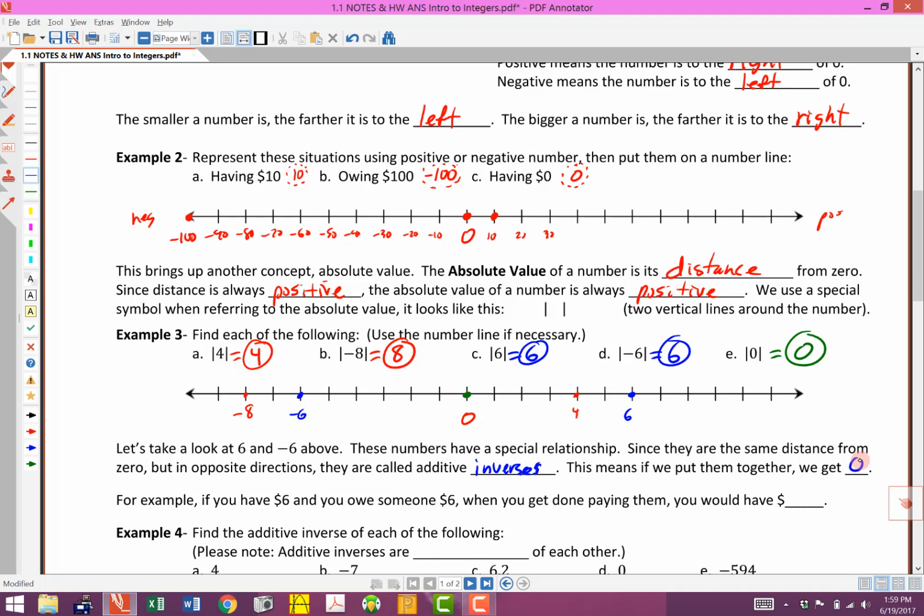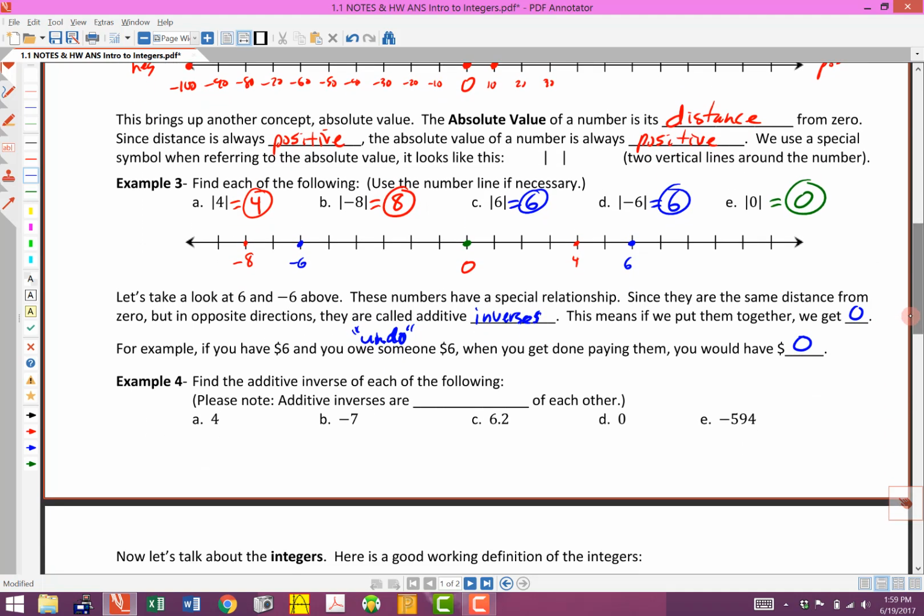They undo each other. So for example, if you had $6 and you owed somebody $6, when you get done paying them, you would have $0. These things would kind of undo each other. And when we talk about inverses, a lot of times we're going to talk about the fact that they undo each other. That word's going to come up a whole bunch. You don't have to worry about it a bunch right now, but we'll just keep that in mind for this next example.